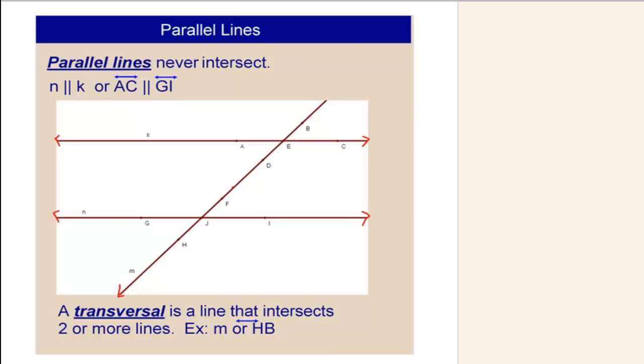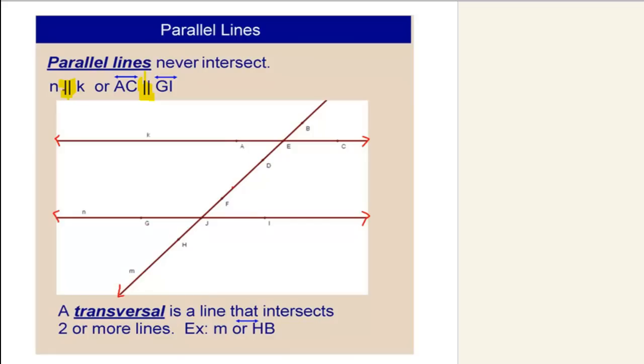The parallel symbol looks like two straight lines, and we see the parallel symbol right here and right here. So those two are read as line N is parallel to line K, or you can read it as line AC is parallel to line GI.